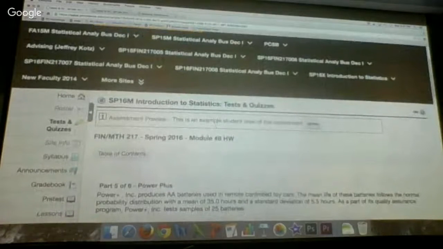In this case, mu is 35. Sigma is 5.5. N is 25, which means standard error is 1.1.